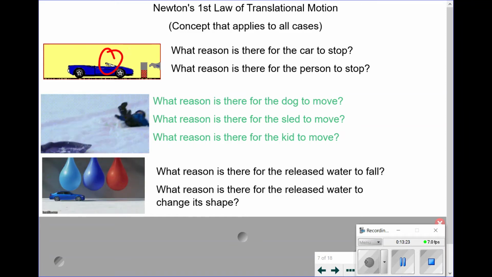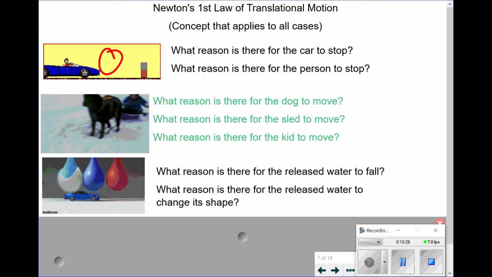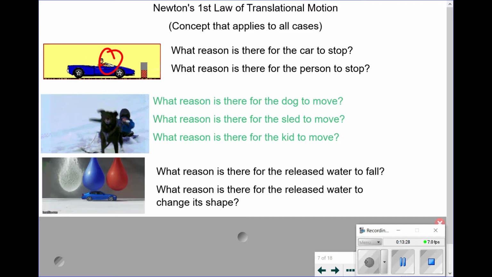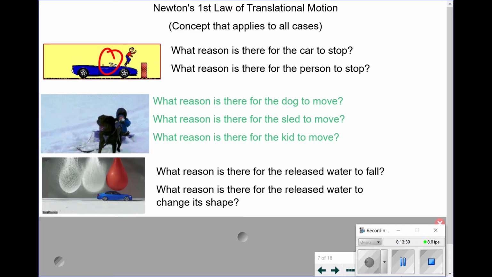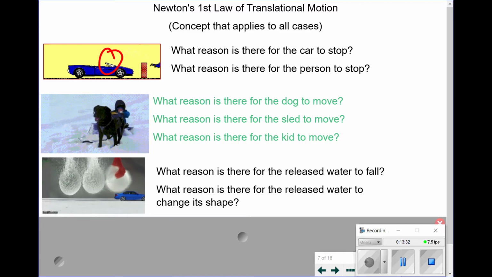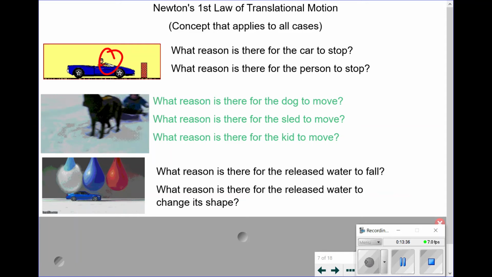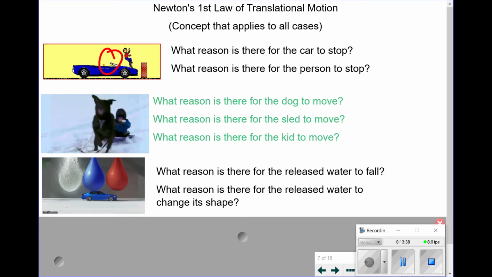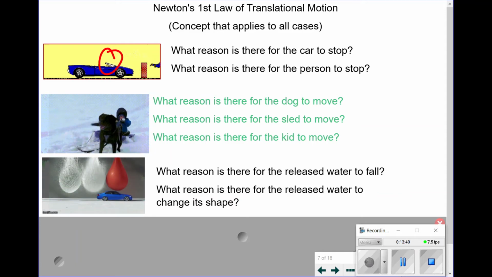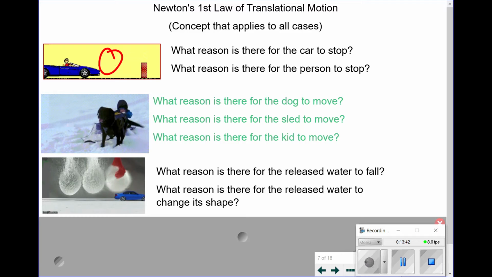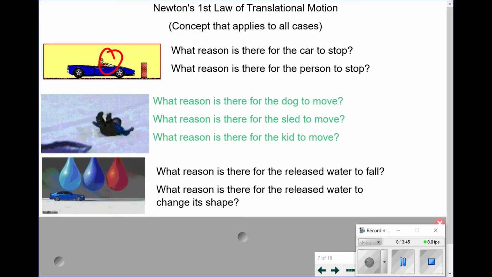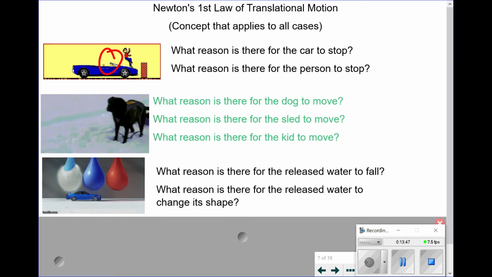Every piece of the water experiences a force of gravity going down. Every piece of water will fall at the same acceleration due to gravity because they're all in free fall. But if there's no external forces other than gravity, then they're all going to fall at the same rate. So whatever shape they have in the beginning will actually be the shape they have at the end. There is no reason for the shape to change.